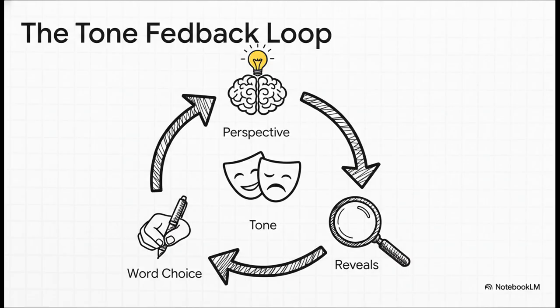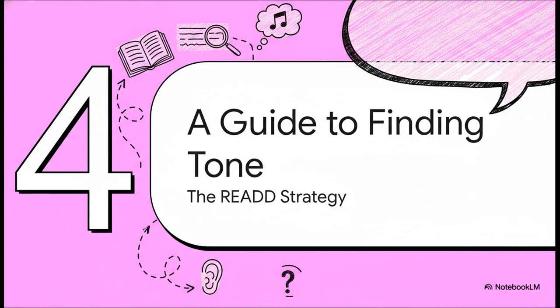And this is how it's all connected in this perfect little loop. An author's perspective, their point of view, is what determines their tone or their feeling. That feeling then tells them which words to choose. And when we, as readers, track the pattern of those word choices, we circle right back and discover their original perspective. It's awesome.